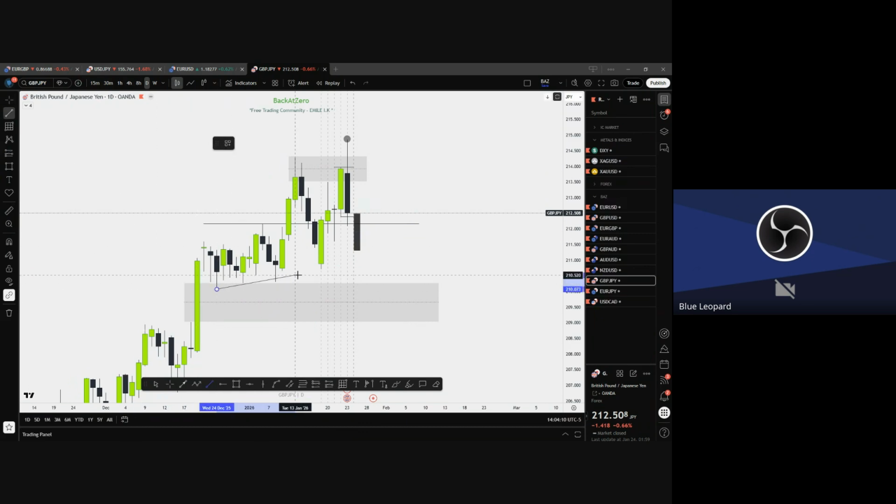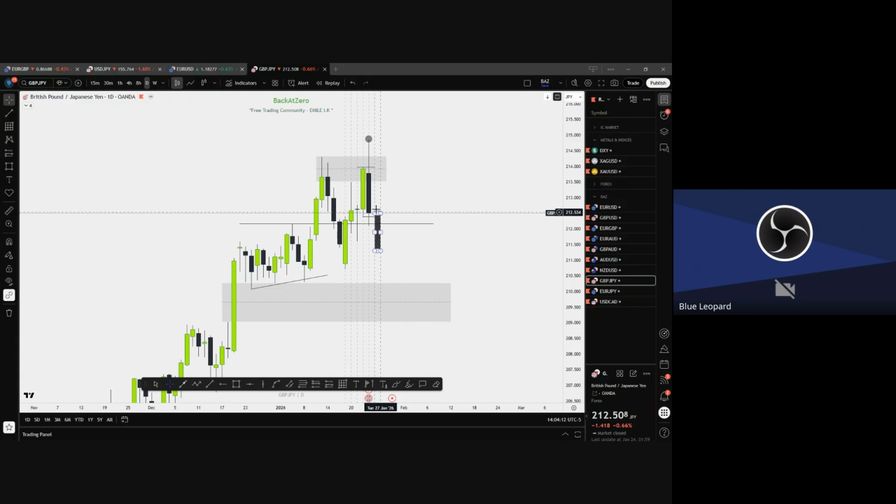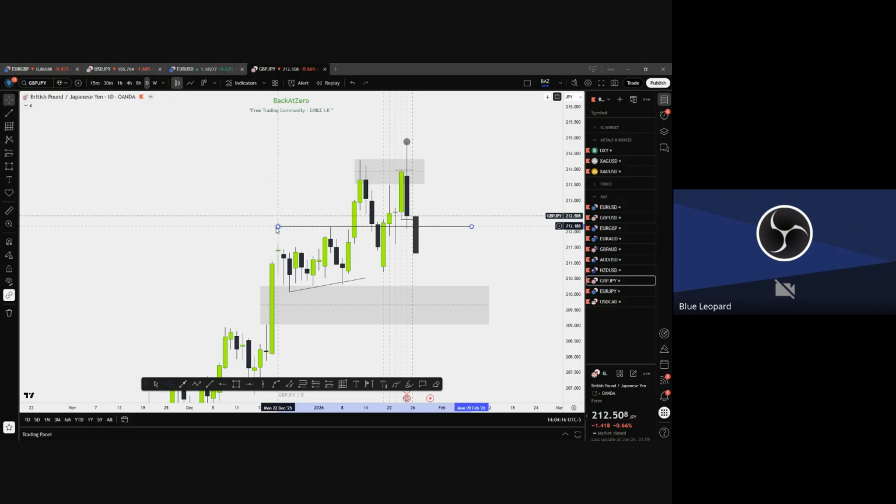We had trend line liquidity here, and we have price that will continue lower. Why? Because we have something that can pull price. We move from external to internal. So the next coming days, I'm expecting to see a bearish day.